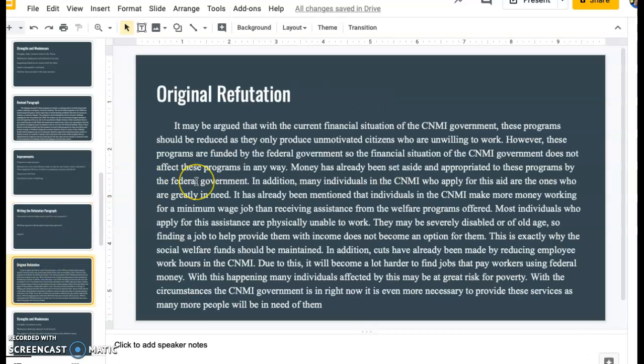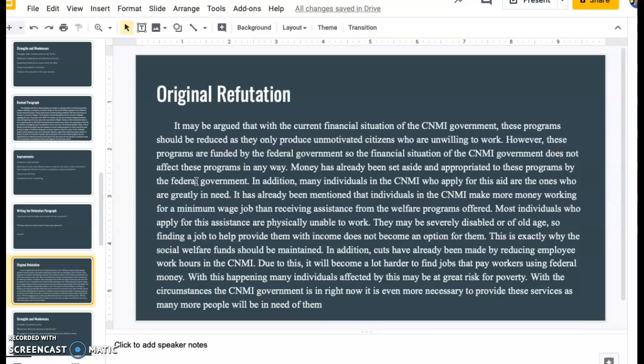So here's an example. Here's an original refutation without the revisions. It may be argued that with the current financial situation of the Sinai government, these programs should be reduced as they only produce unmotivated students who are unwilling to work. However, these programs are funded by the federal government, so the financial situation of the Sinai government does not affect these programs in any way. Money has already been set aside and appropriated to these programs by the federal government.